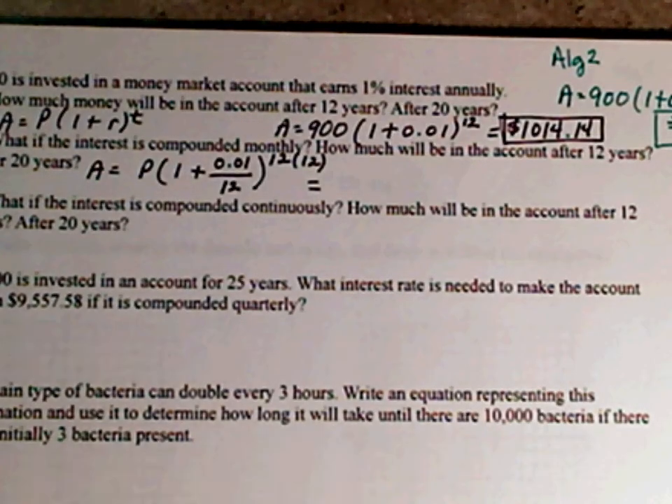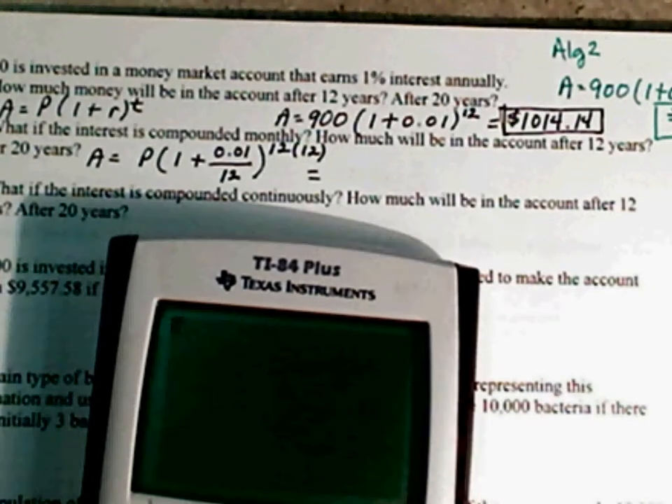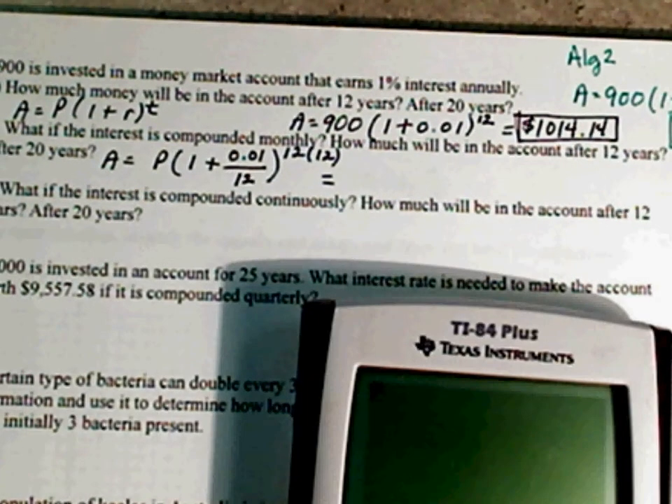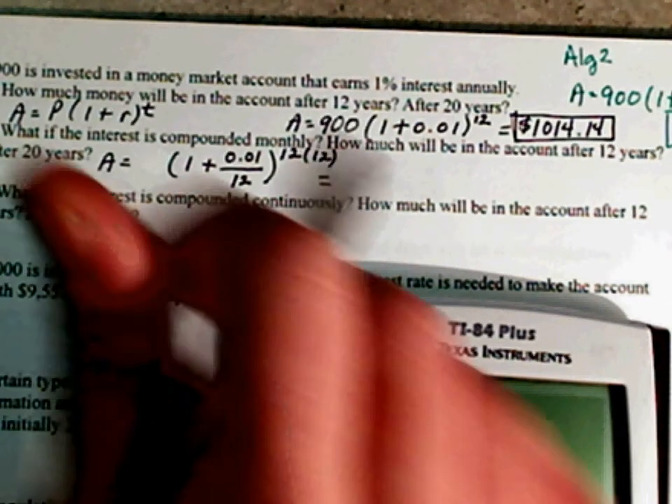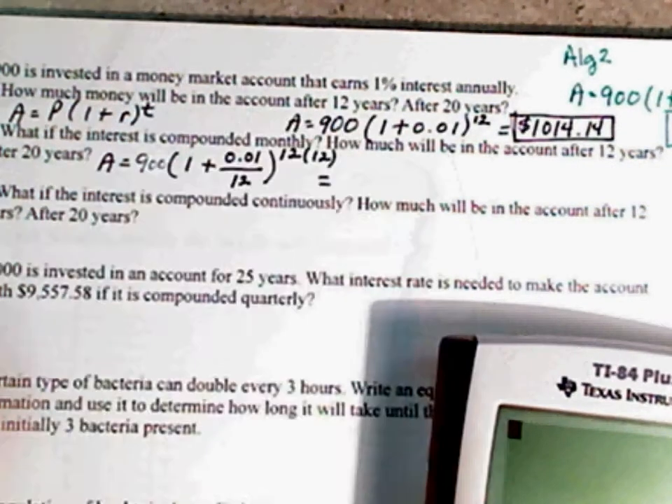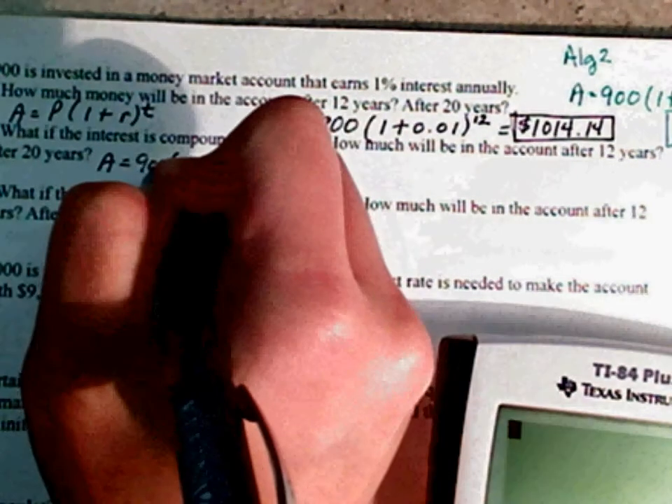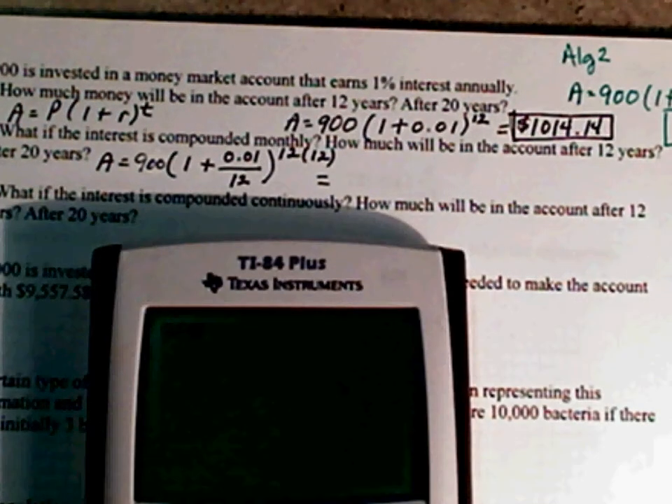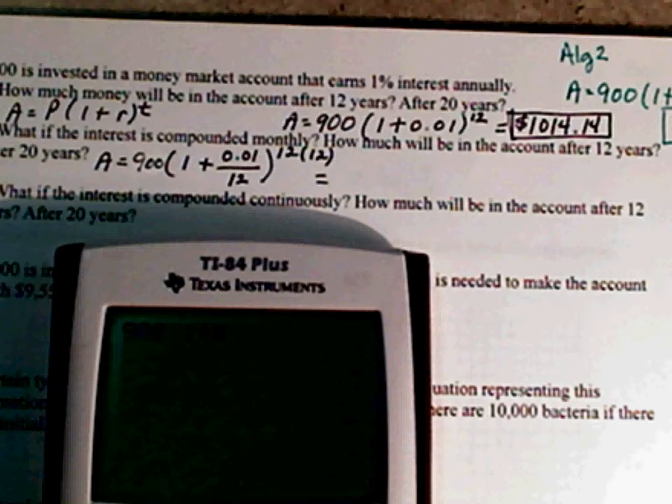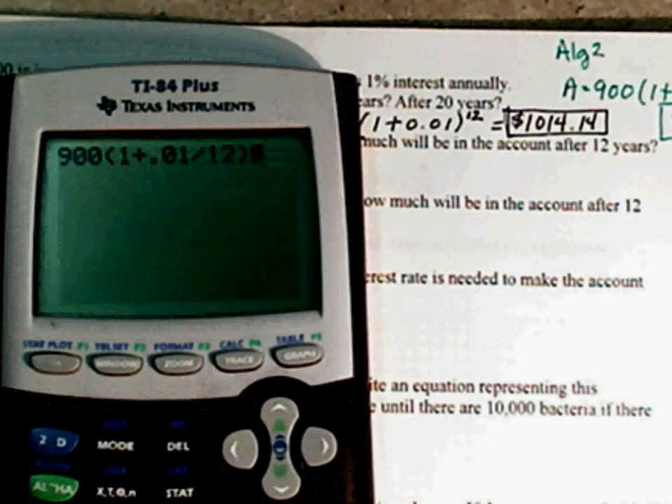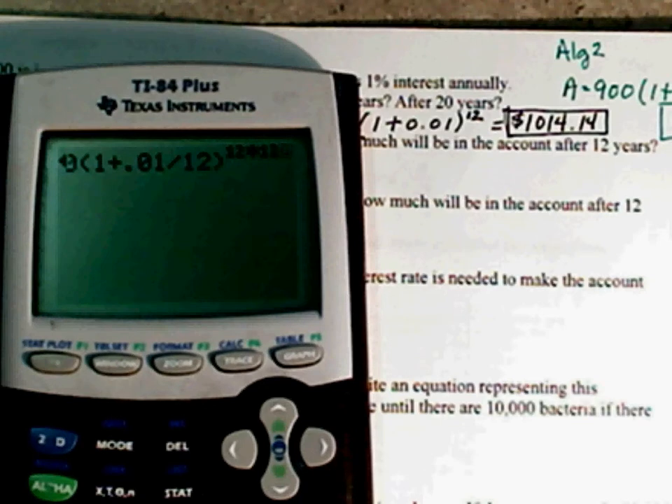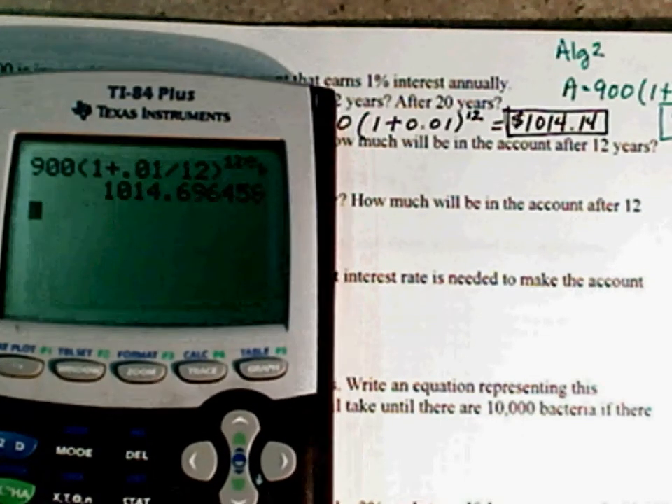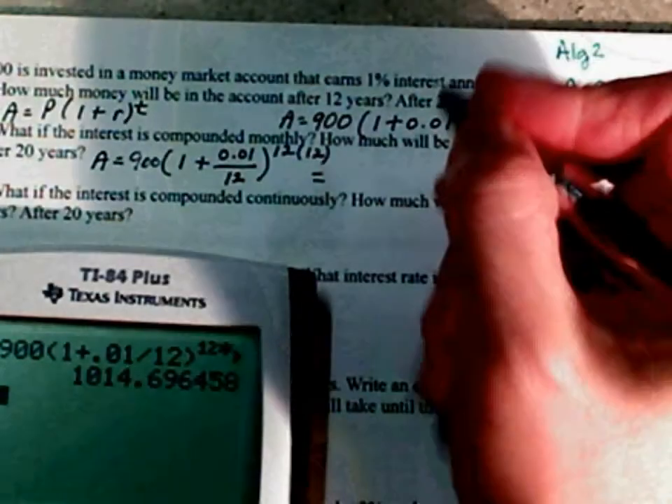All right. So here I have 900. Oh, look. Did you guys notice that? What did I write there instead of 900? I wrote P. That should be 900 because I'm doing the math, okay? All right, there we go. So 900 parentheses 1 plus 0.01 divided by 12. See how I just did all that, guys? Okay. Raised to the 12 times 12. 12 years, 12 months in a year. And how much money did this person make? $1,014.70.